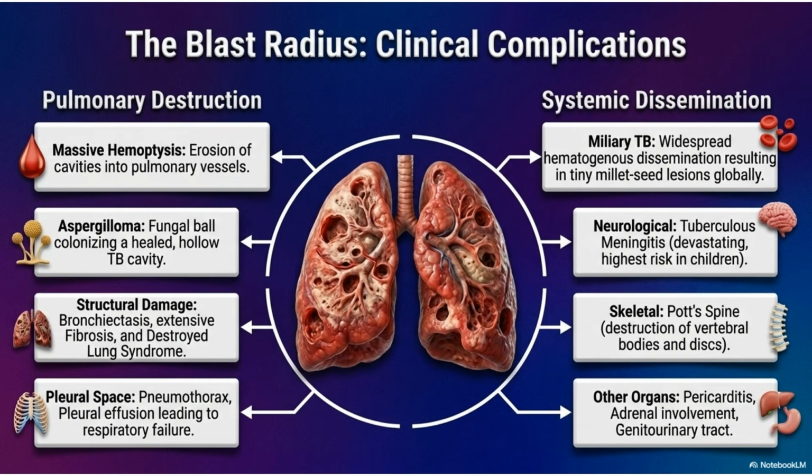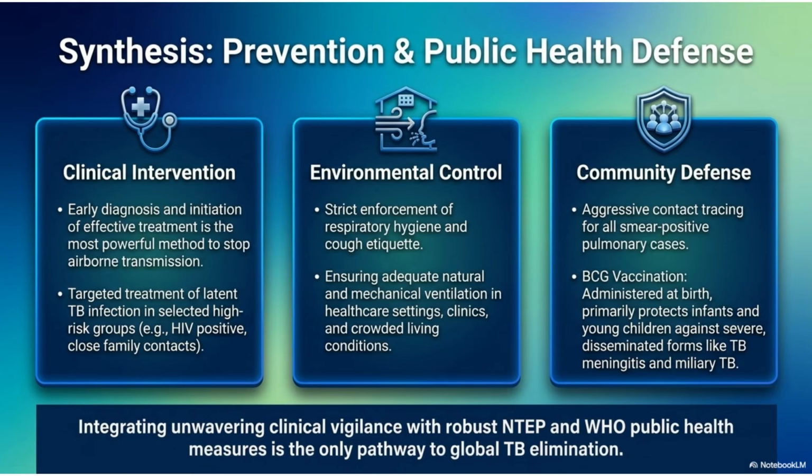Untreated or inadequately managed TB can lead to severe clinical complications, including massive hemoptysis, structural lung damage, and systemic dissemination. The infection can spread beyond the lungs, potentially affecting the brain, spine, and other vital organs. Global TB elimination requires a multifaceted public health strategy. This includes early clinical intervention, strict environmental controls, and community-wide defenses like contact tracing and vaccination programs. A coordinated effort is essential to stopping transmission and protecting public health.